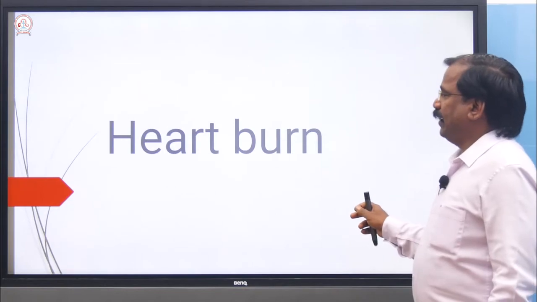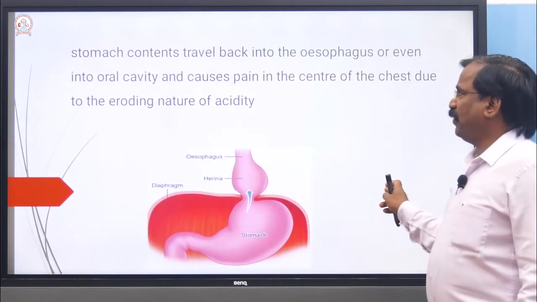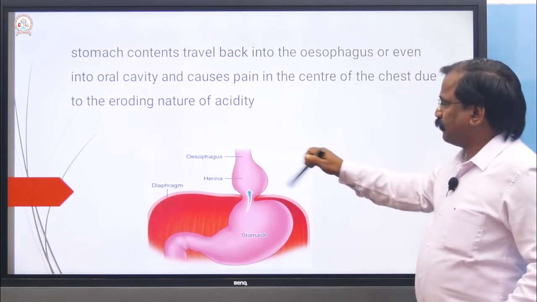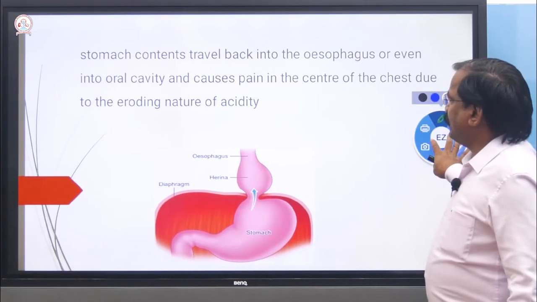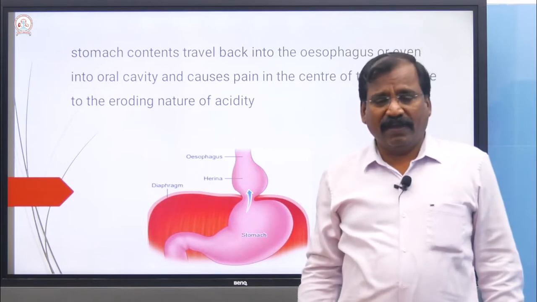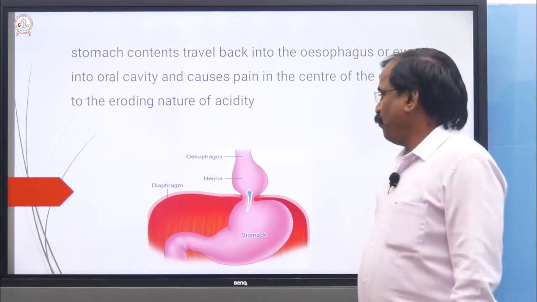Hiatus hernia. Then next is the heartburn. Okay, see, what is heartburn? நெஞ்செரிச்சல். ஓகே, நெஞ்செரிச்சல். ஸ்டொமக் பர்னா வயிற்றெரிச்சல். ஓகே, அப்போ heartburn.